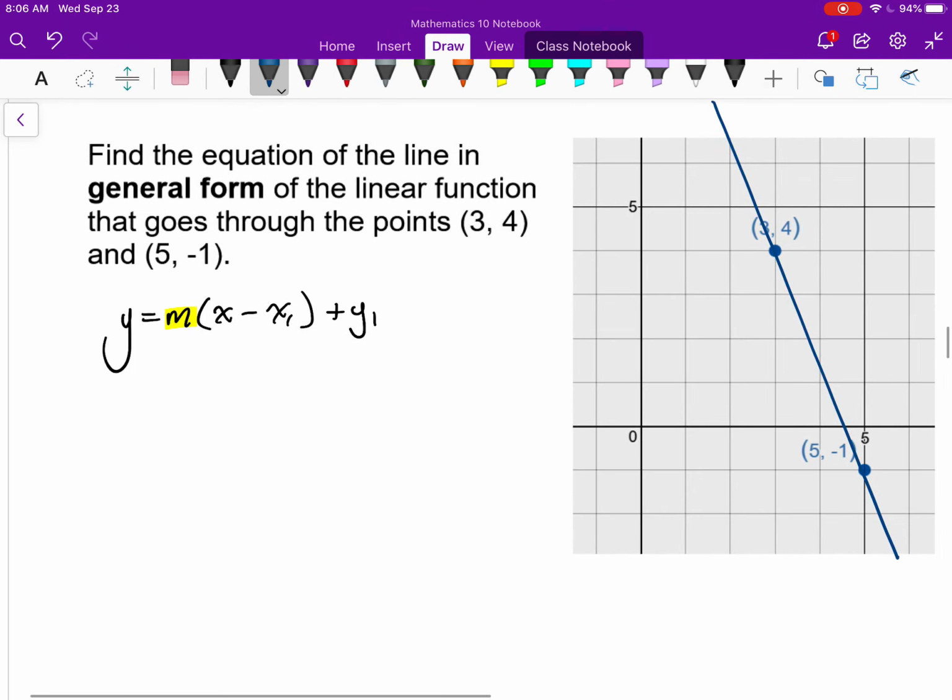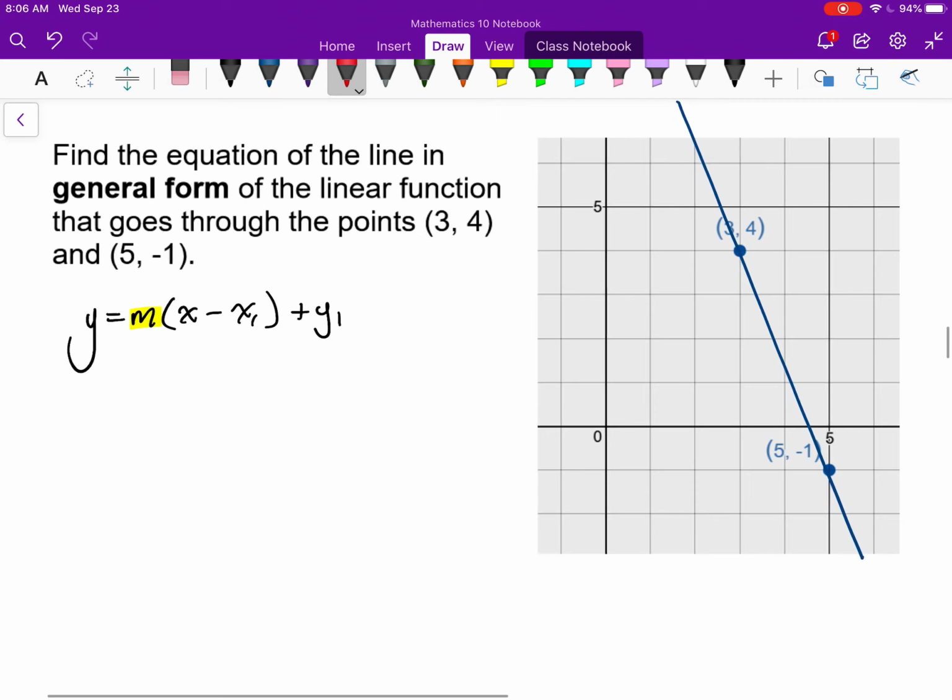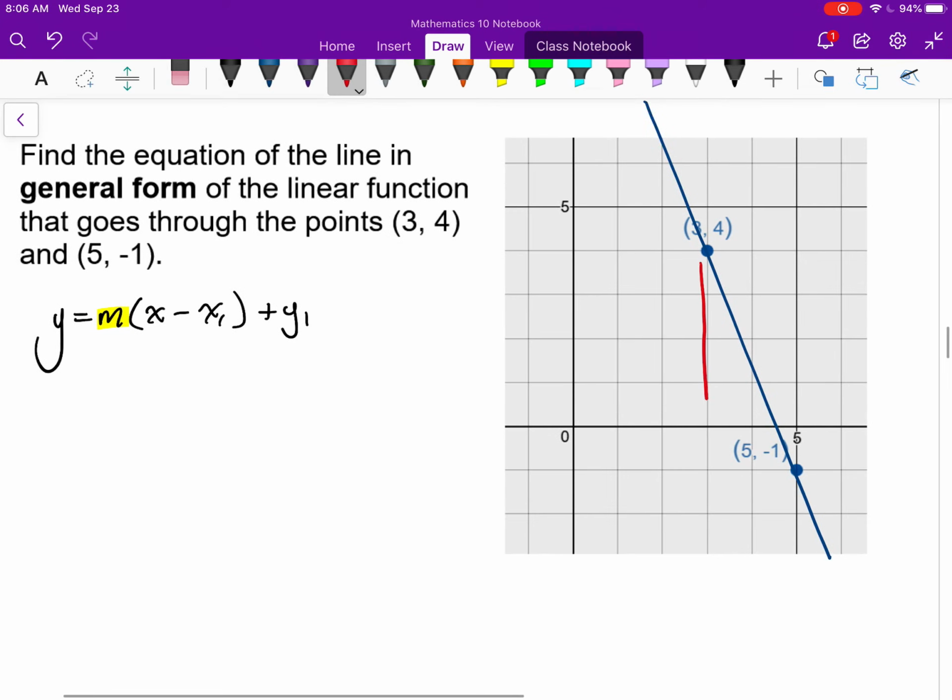I have 2 points, so first let me find the slope. I'll find the slope by looking at the graph. I go down 5 over 2, so the slope is negative 5 over 2. Then I just need to pick a point. I'm given (3, 4) and (5, -1). I'm going to pick (3, 4) because both these are positive coordinates. So I'm going to call 3 my x1 and 4 my y1.